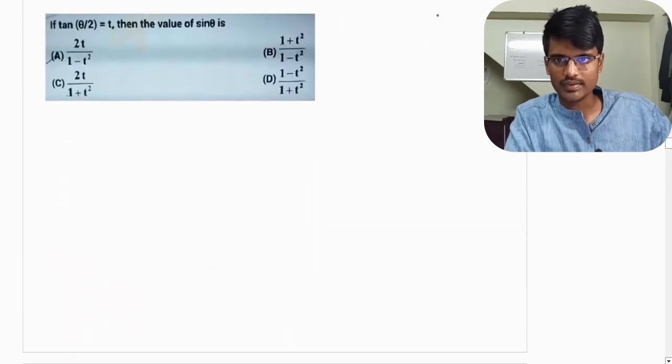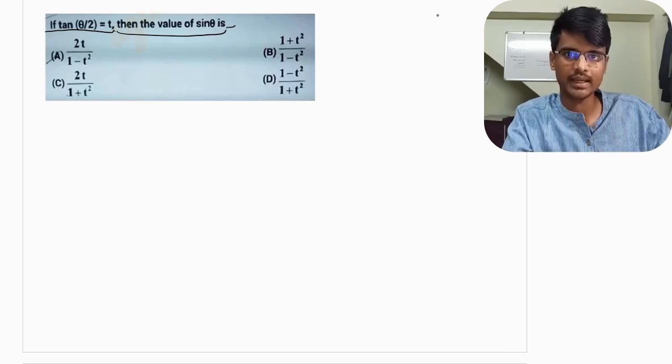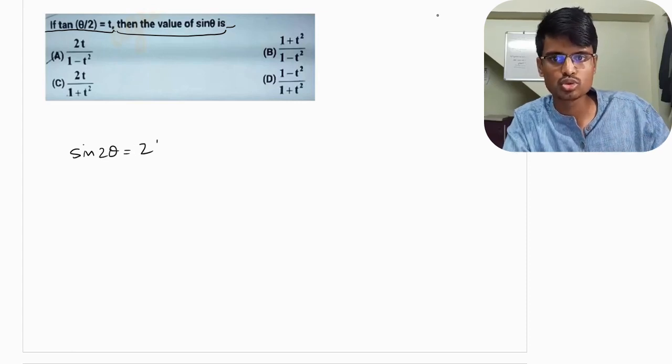Again, this is an interesting question. They have given us, if tan theta by 2 equals 2t, then the value of sine theta is. So they want to express sine theta in terms of tan. We know this formula, right? Sine of 2 theta in terms of tan, I have discussed this: 2 tan theta by 1 plus tan square theta.